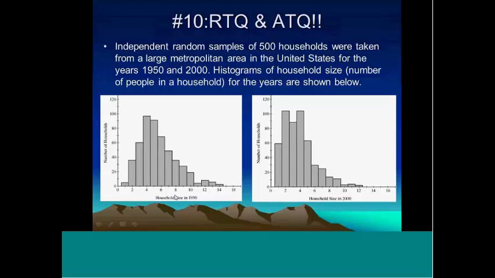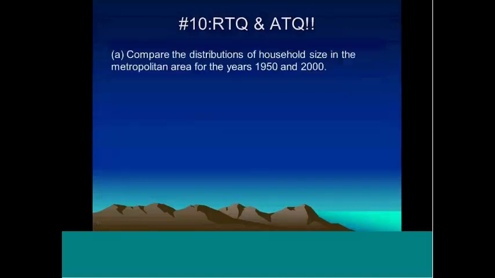The variability was slightly higher in the 1950s. You can see the range is a little bit bigger, from 1 to 14, so the range is 13, whereas in 2000 the range is only from 1 to 12, so the range is 11. So a little bit more variability in 1950, a little bit higher center, so slightly bigger household size on average. Both are right skewed. And the question asked students, first of all, just to compare those distributions.